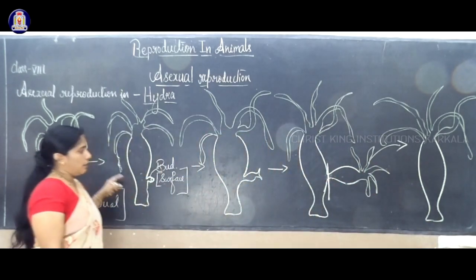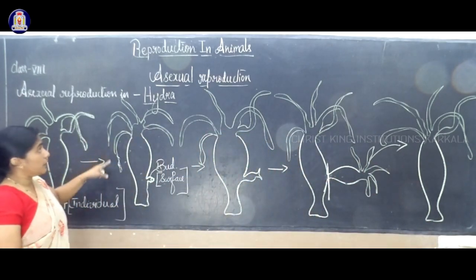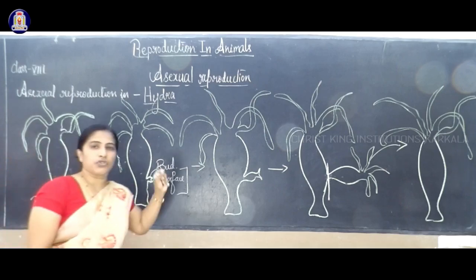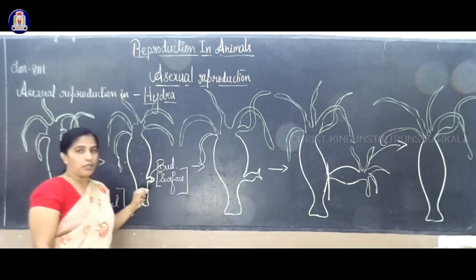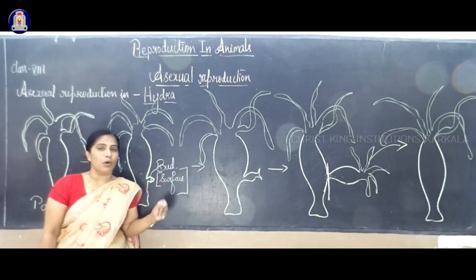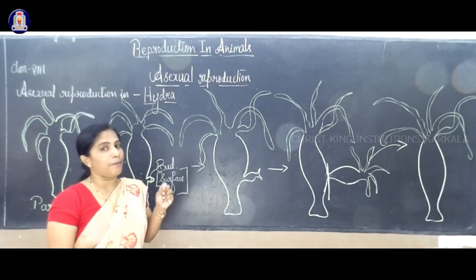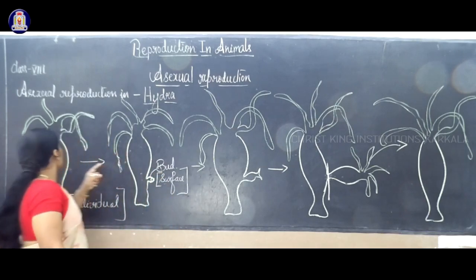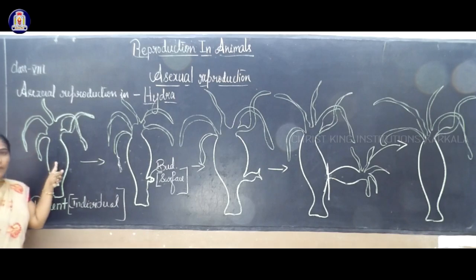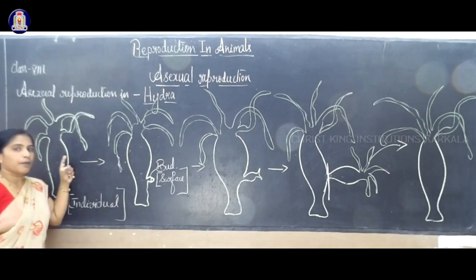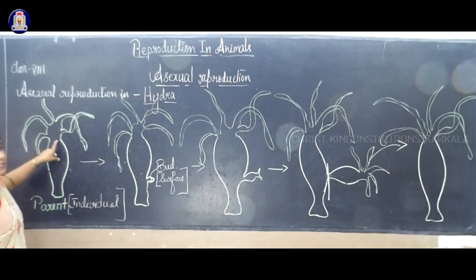Again, this is the structure. Here we are studying asexual reproduction. What is asexual reproduction? Giving birth to an offspring from a single parent cell is called asexual reproduction. Which example have we taken here? Hydra, a primitive organism present inside the water.